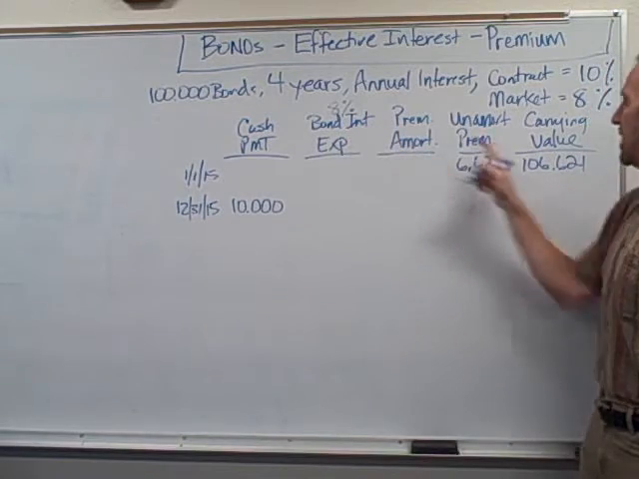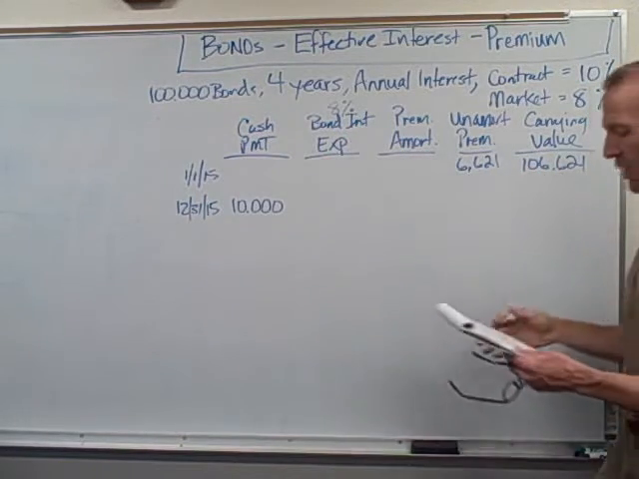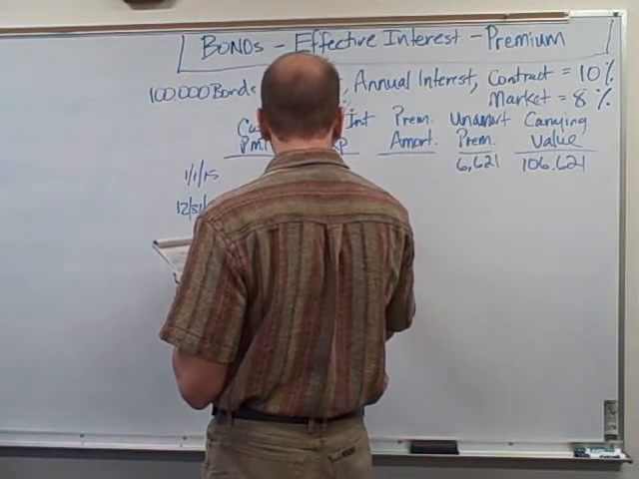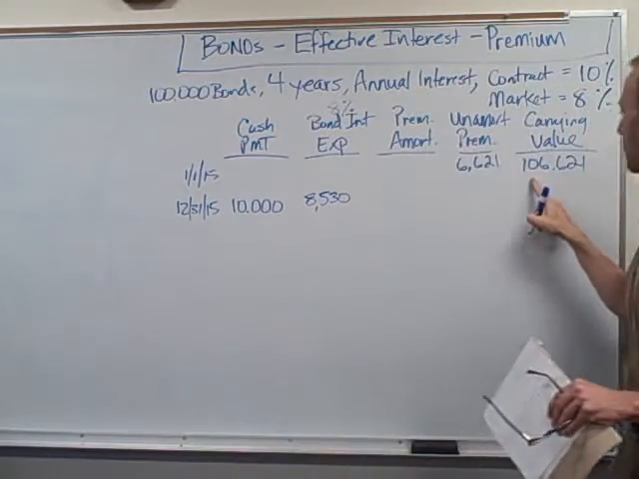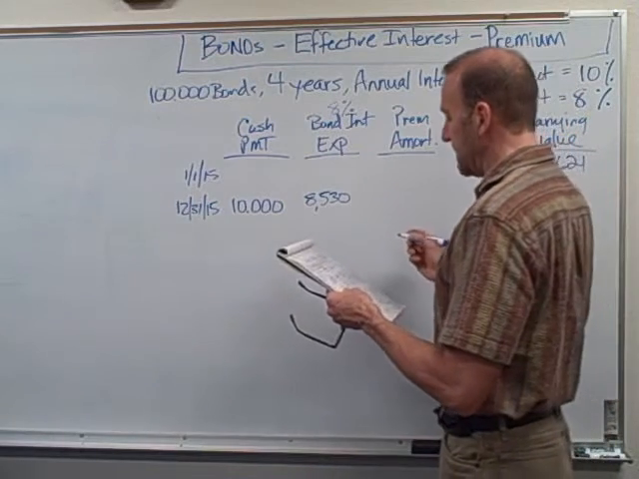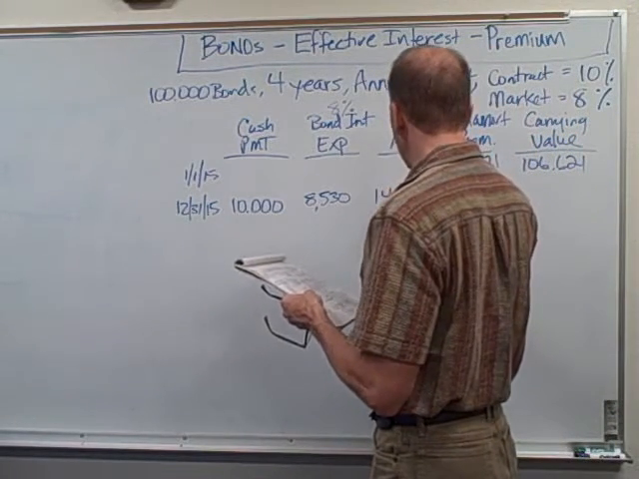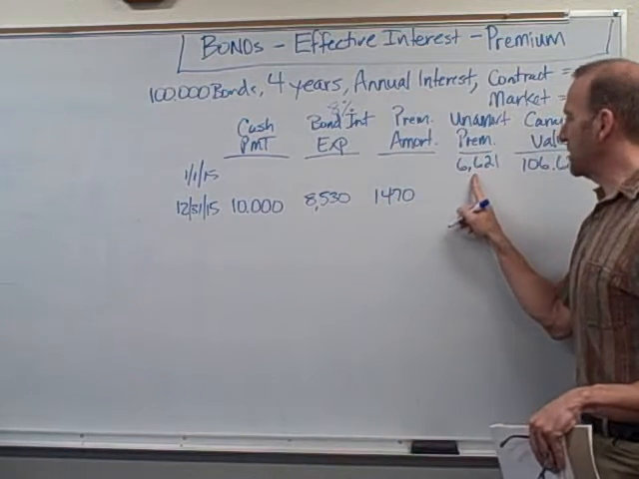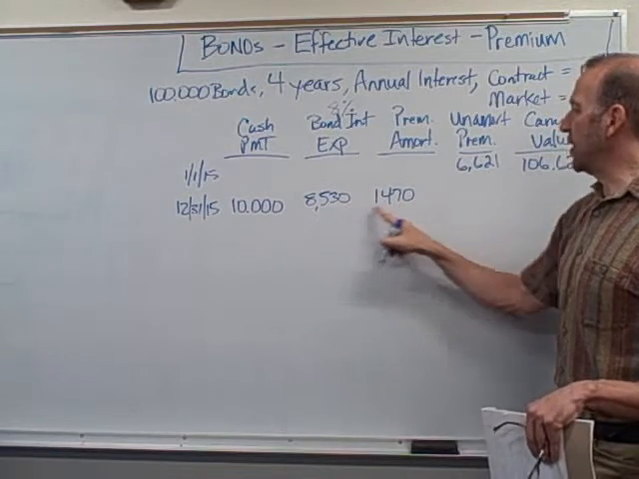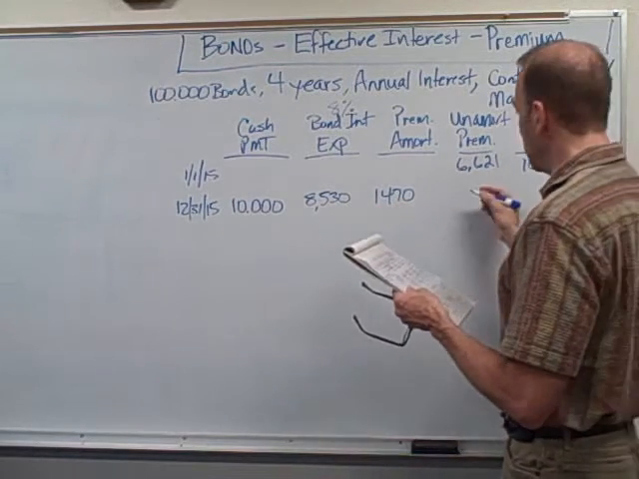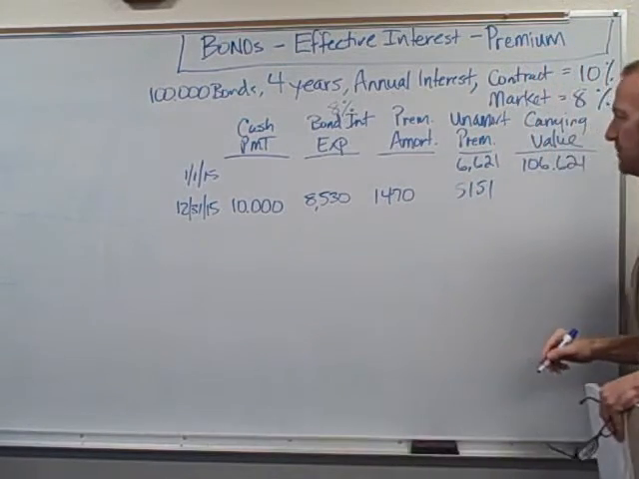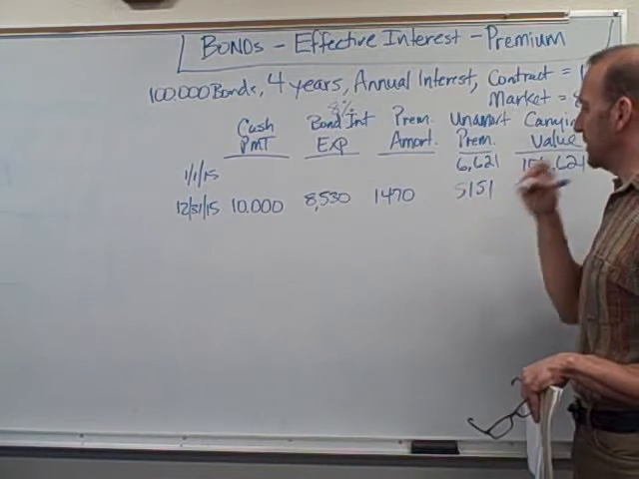So we're going to take 8% of the current carrying value, $106,621, and that gets us $8,530. Okay, 0.08 times 106,621 is 8,531. So that means that we need to use up 1,470. You just subtract the 6,621 from the 8,530 to get 1,470. So this is being used up. That's how much that was reduced by. The 1,470 is what we're reducing this by.